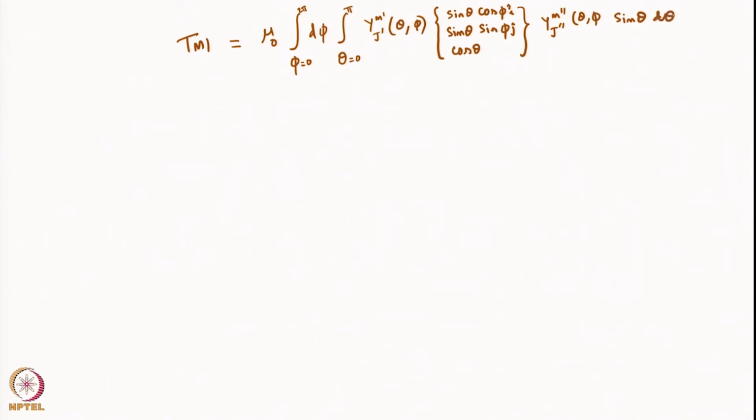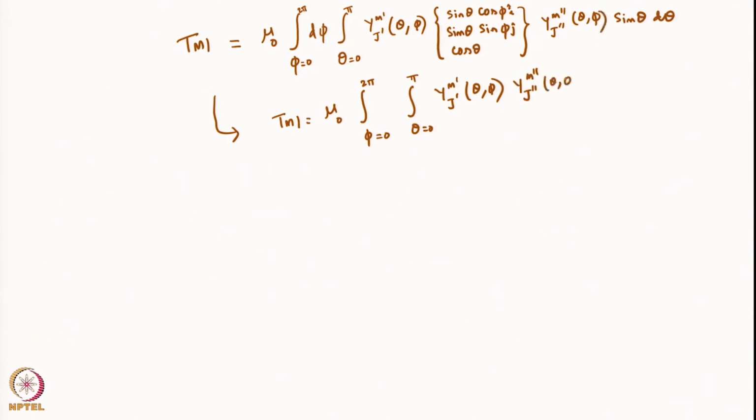Okay. Now what I am going to do is rewrite this as 3 separate integrals. So that will be TMI over mu naught equals the integral over phi from 0 to 2 pi, theta from 0 to pi, Y_J'M'(theta, phi), Y_J''M''(theta, phi).